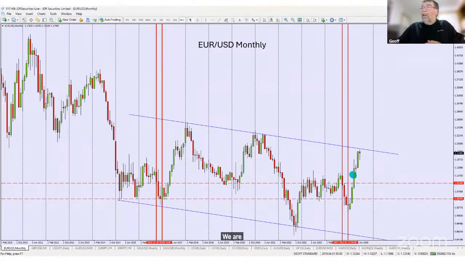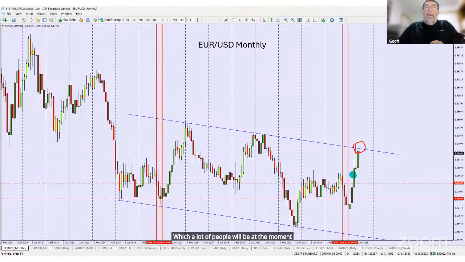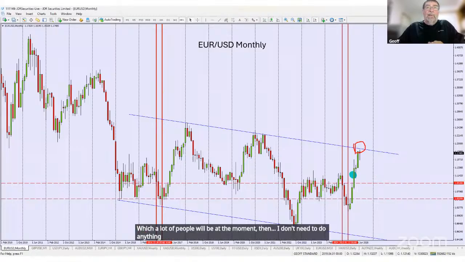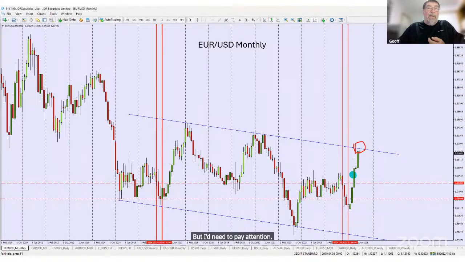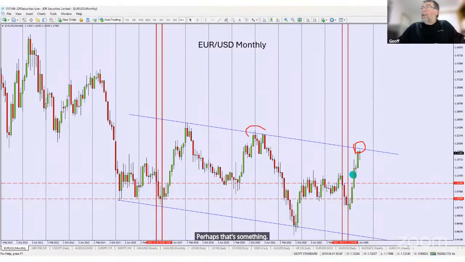We are at an inflection point, and there is the inflection point. Do I need to do anything now? Well, a couple of things. If I'm already long euro versus the dollar, which a lot of people will be at the moment, then I don't need to do anything, but I'd need to pay attention. I need to pay attention because we're getting to that inflection point and something is likely to happen. Perhaps that something is this, which is what happened last time we got to this level. This level meaning the top of the channel, not the horizontal level.